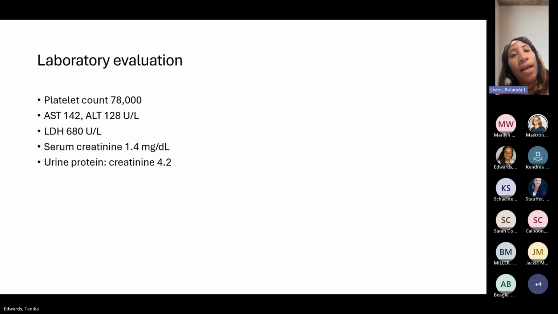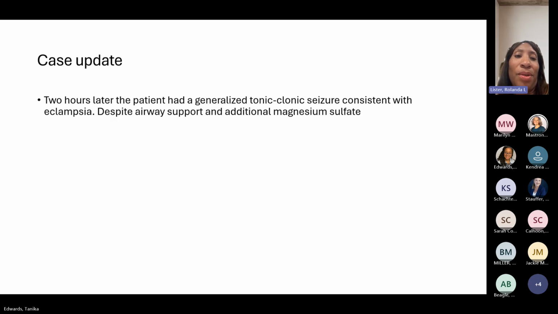So you can see her platelet count is consistent with thrombocytopenia. Her AST and ALT are both mildly elevated. Her LDH, which is a marker of hemolysis, is increased to 680. Her serum creatinine is 1.4. Her protein creatinine ratio is also elevated at 4.2. Next slide, please. So 2 hours later, the patient had a generalized tonic-clonic seizure consistent with eclampsia, despite airway support and additional magnesium sulfate. Next slide, please.